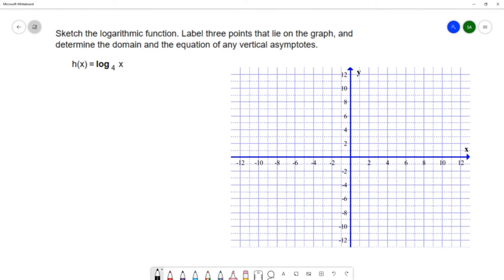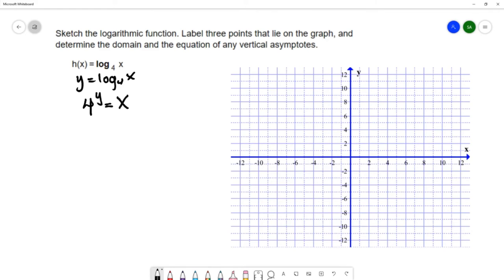But instead of h of x equals log base 4 of x, I'm going to write it as y equals log base 4 of x. The reason I'm doing that is because I'd like to write this in exponential form instead of logarithmic form. It's much easier for me to find ordered pairs in exponential form than in logarithmic form. So in exponential form, it would be a base of 4 to the power of y equals x.